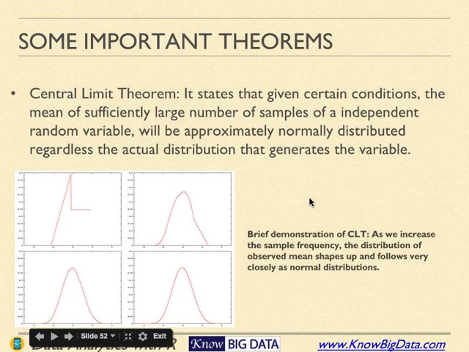Now the other theorem, other than the law of large numbers. Law of large numbers says that numbers don't lie. Okay. If there is a humongous deviation by an individual, that is generally covered by other people. Okay. Now the central limit theorem says that given certain conditions, the mean of sufficiently large samples of an independent variable will approximately be normally distributed.